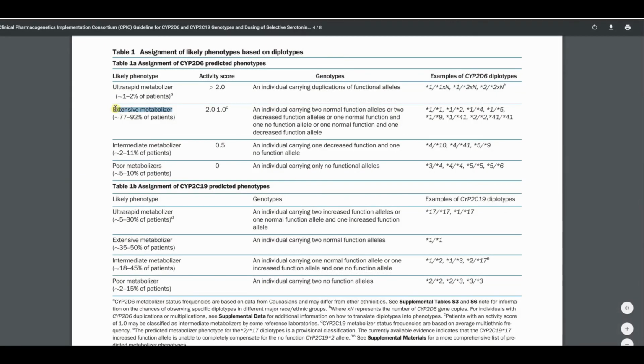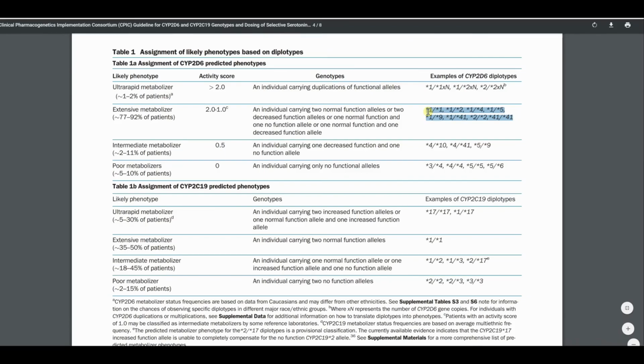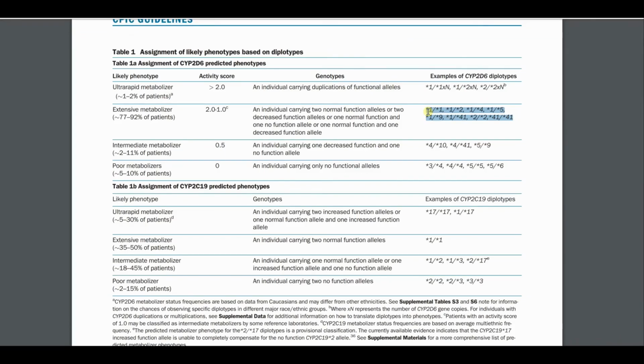Then we have extensive metabolizers. And what is an extensive metabolizer? That's a normal metabolizer, and it's usually coined for most CYPs by star 1. But CYP2D6 is highly heterogeneous. It's highly polymorphic.